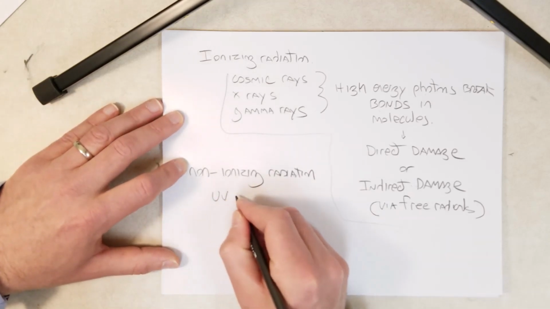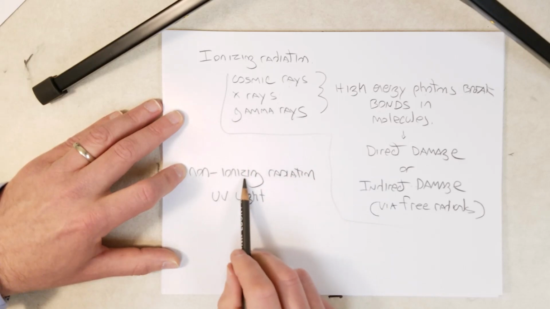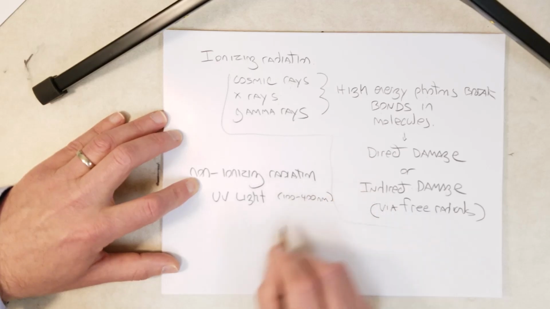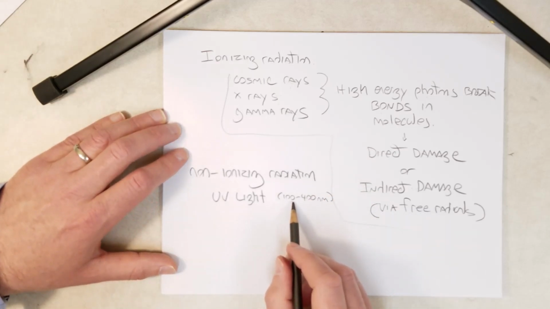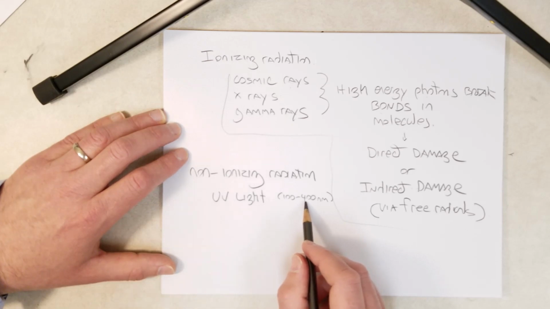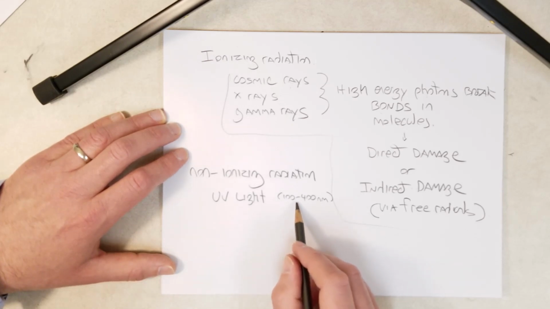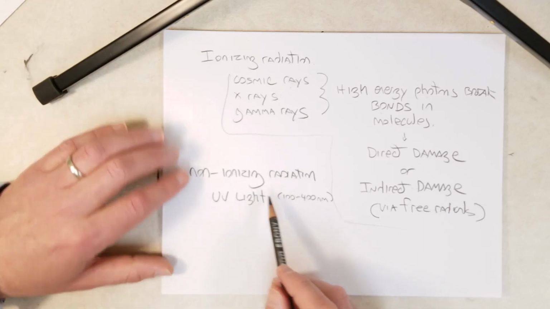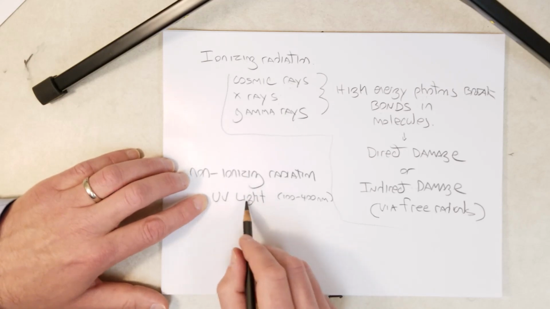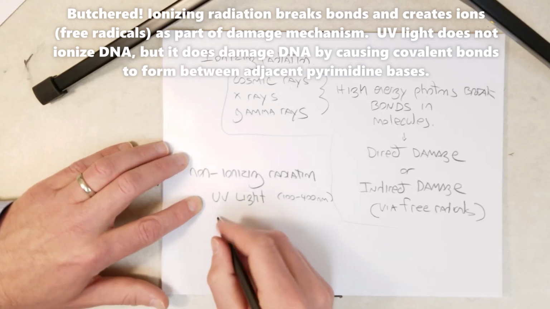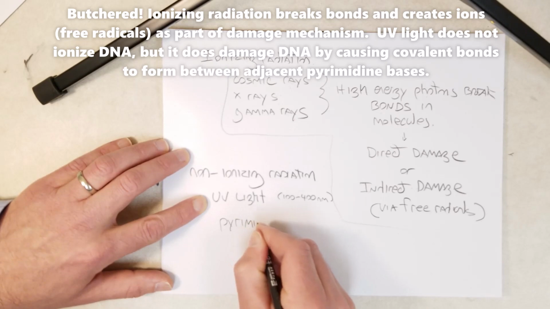Well, UV light can be ionizing and non-ionizing because UV light spans wavelengths of 100 to 400 nanometers. Some molecules ionize at 120 nanometers, and others ionize at 280. Some don't ionize in any of these ranges. So UV light can be ionizing or non-ionizing depending on the molecule. But with respect to DNA, UV light causes a non-ionizing form of DNA damage, and that is called pyrimidine dimer formation.